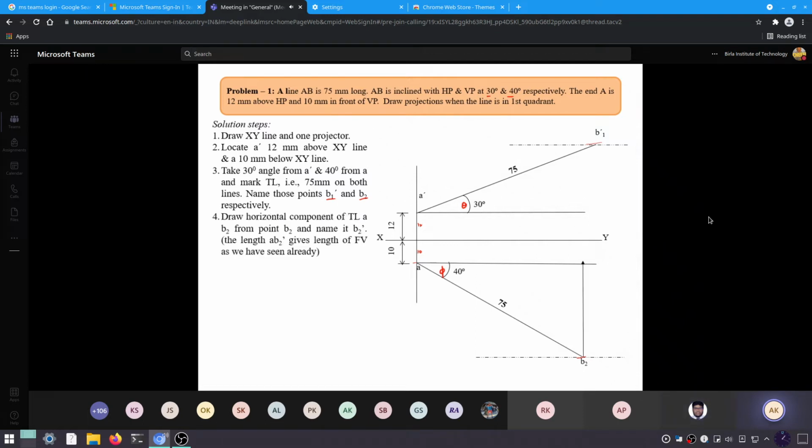Now we are going to drop a line from B2. This will be the shortening of length, right? Yes, sir, due to the inclination with VP. So we got this length of the line due to the inclination.